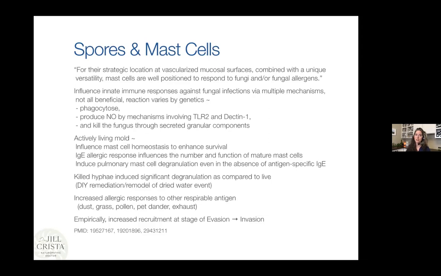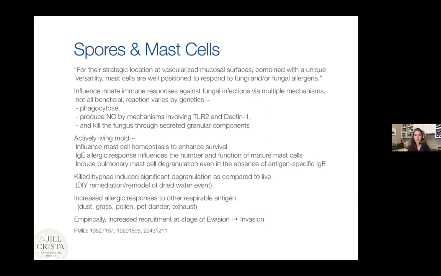We can see IgE allergic responses that have nothing to do with the mold allergen itself. It's almost like it turns up the entire IgE reactivity, so it doesn't have to be antigen specific. That's how we can see people who had a mold exposure that started it, and now they're reacting to their pet, and they never had a problem with their pet. Now they're reacting to car exhaust. They had never had a problem with car exhaust. They're reacting to pollen or dust mites, the grasses, the tree pollen, and they didn't ever have a problem with that.